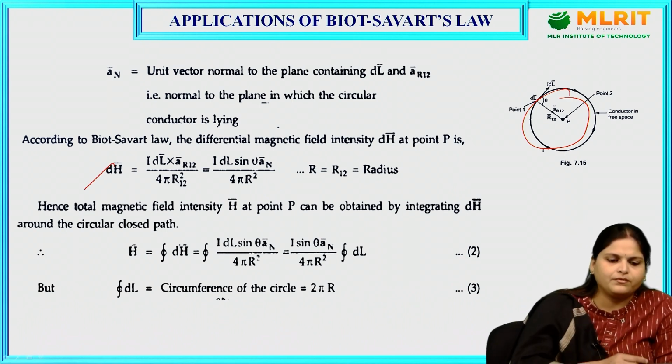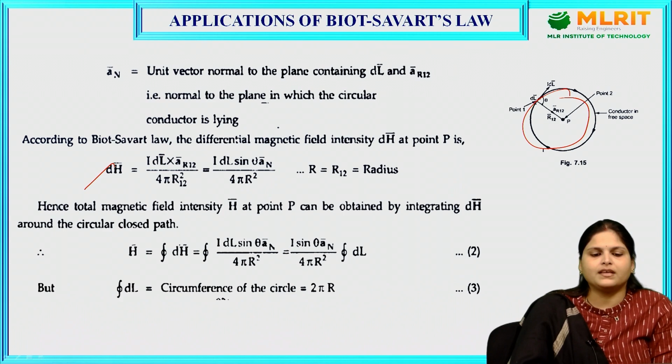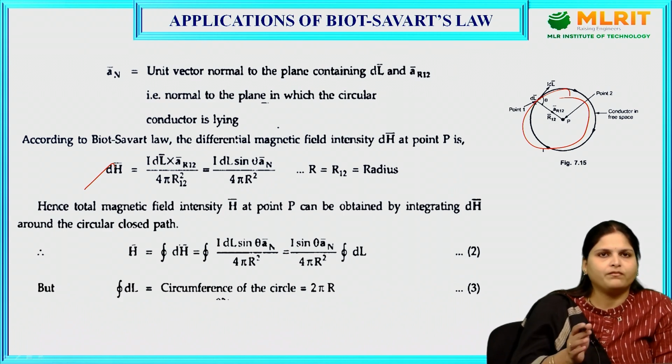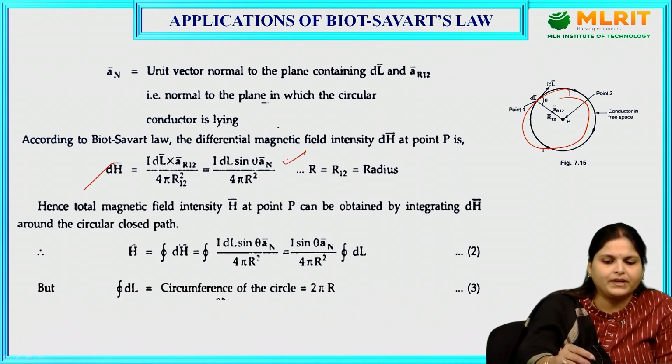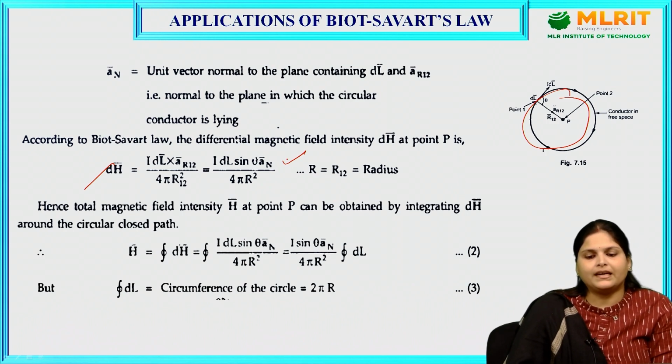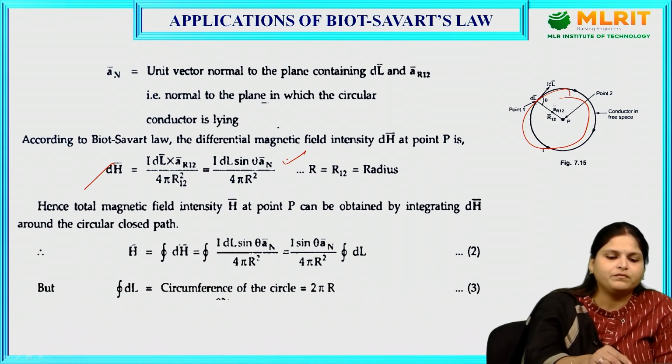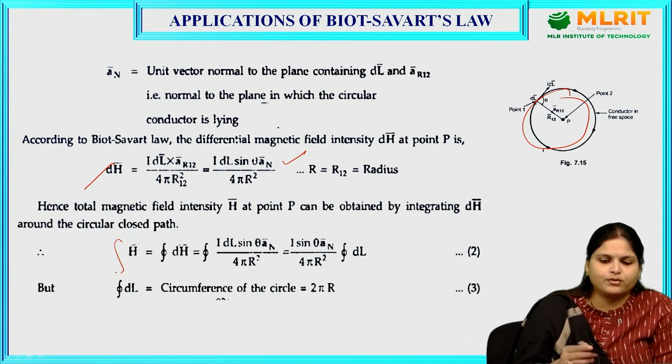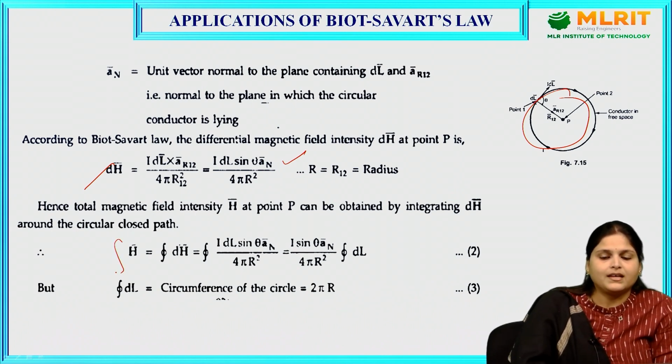Now this is the formula, dH is equals to I dl cross AR upon 4 pi r square. We need to put what we have already obtained. So I dl sin theta an upon 4 pi r square. Now we will further simplify it, we will integrate it both the sides. So we get I sin theta an upon 4 pi r square integration of dl.